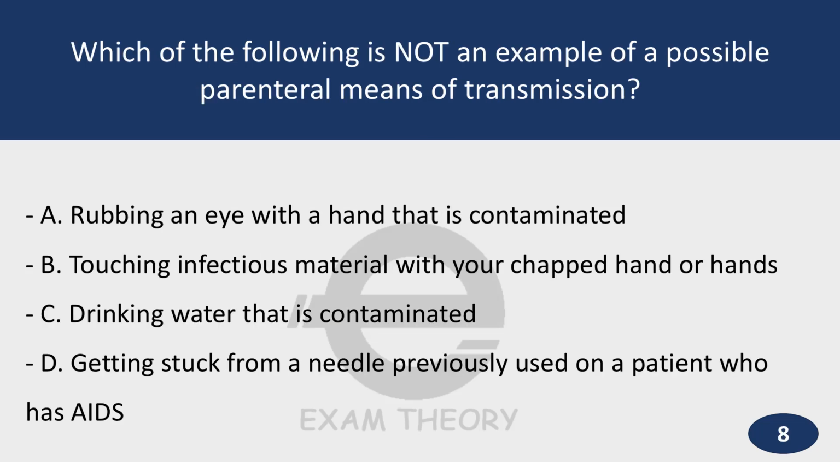Which of the following is not an example of a possible parenteral means of transmission? A. Rubbing an eye with a hand that is contaminated. B. Touching infectious material with your chapped hand or hands. C. Drinking water that is contaminated. D. Getting stuck from a needle previously used on a patient who has AIDS. The correct answer is C. Drinking water that is contaminated.